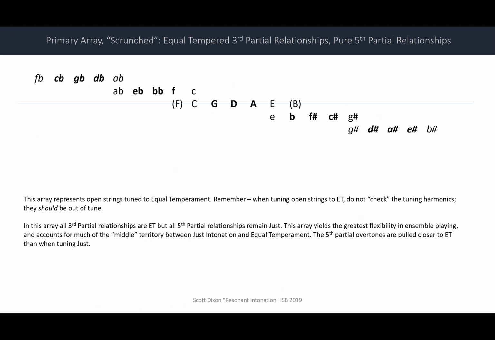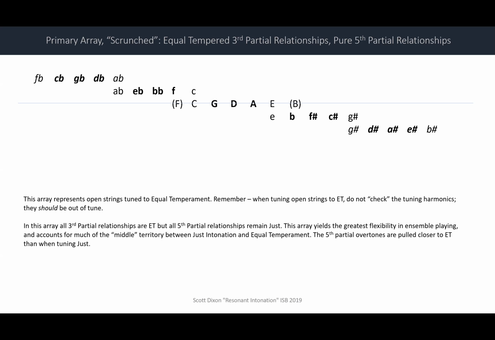So this is what I call the primary array, all the notes derived from D, but sort of scrunched together. This is what happens when you tune your open strings to equal temperament, but you keep the fifth partial relationships pure. This, to me, is the definition of generally good ensemble playing. This is the way that most people who just have a good ear play, in my observation.